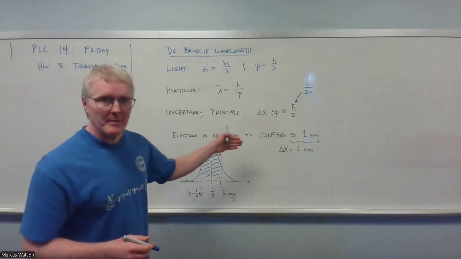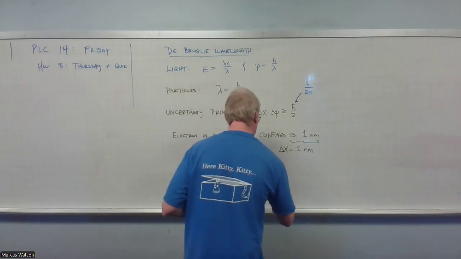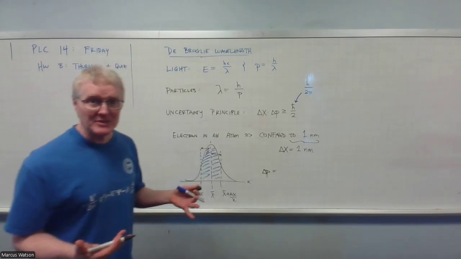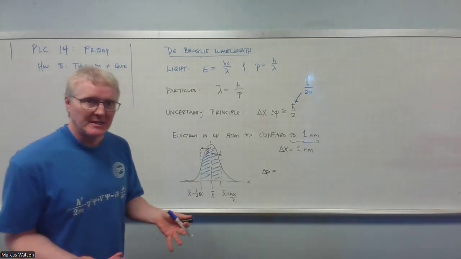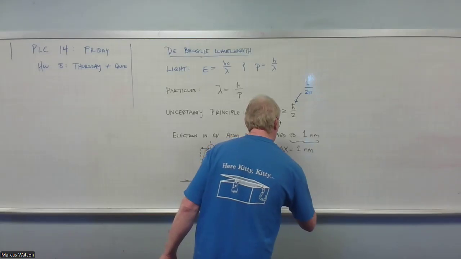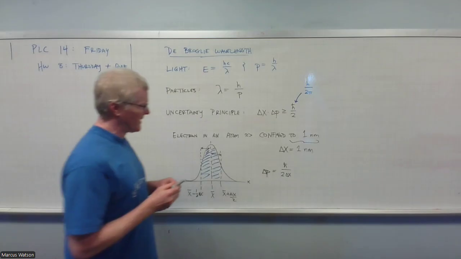I went in to talk about what the uncertainty in the momentum is then going to be. Delta p is then, at the very least, what's the minimum uncertainty in the momentum? Okay, so I said it was going to be h bar divided by 2 and divided by the delta x of 1 nanometer.